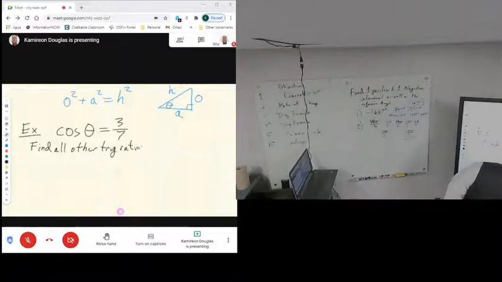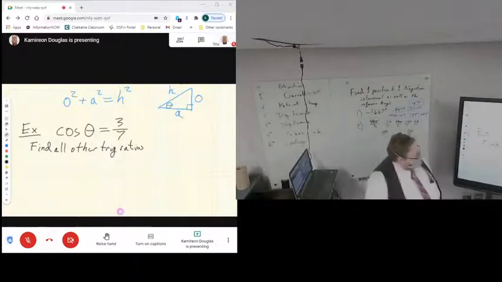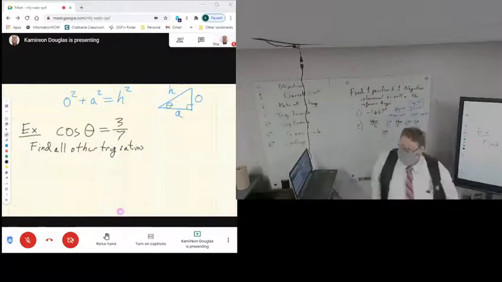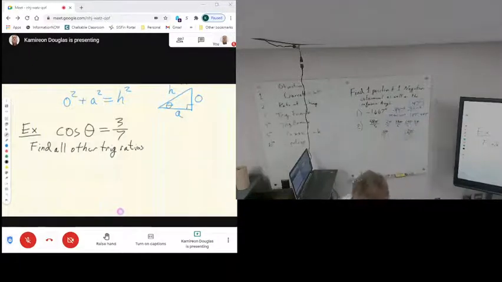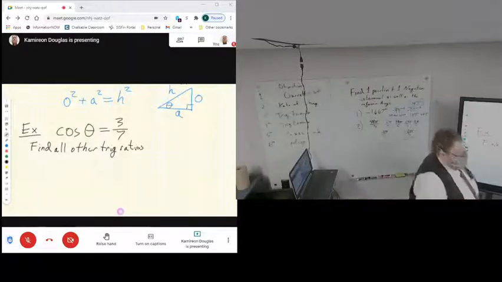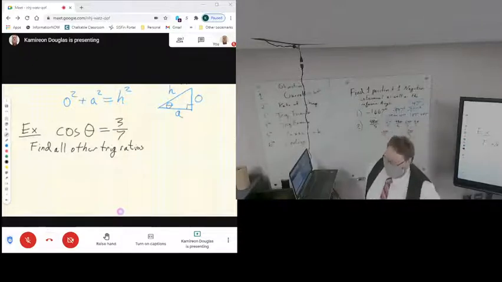Now, as a reminder, every trig ratio has a natural inverse, opposite, which is easiest to find first. The opposite of cosine is secant. So if cosine is 3 over 7, secant will be 7 over 3. However, the other trig ratios can only be found using the Pythagorean theorem. So I will begin this problem, as I begin many others, by drawing a picture with what is known.